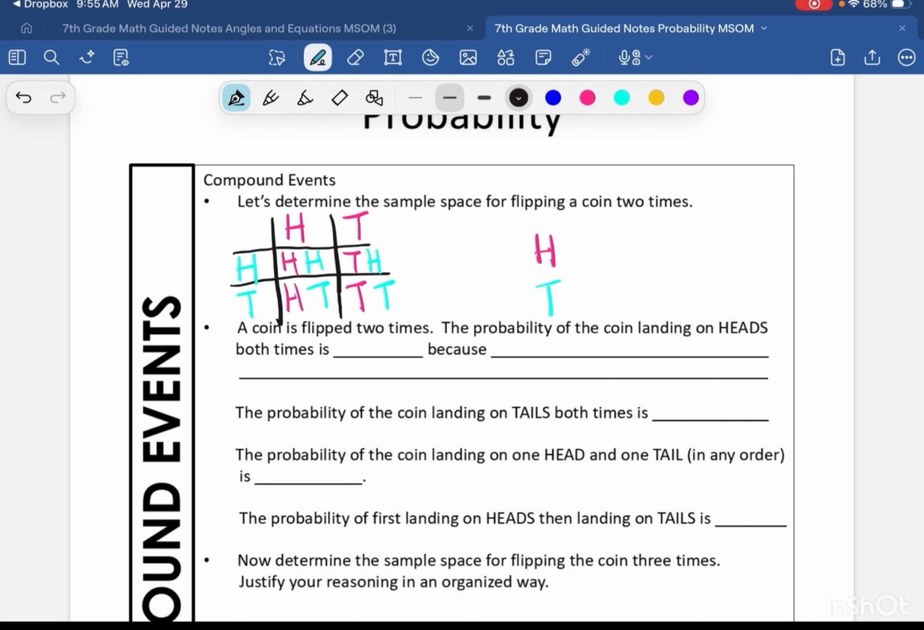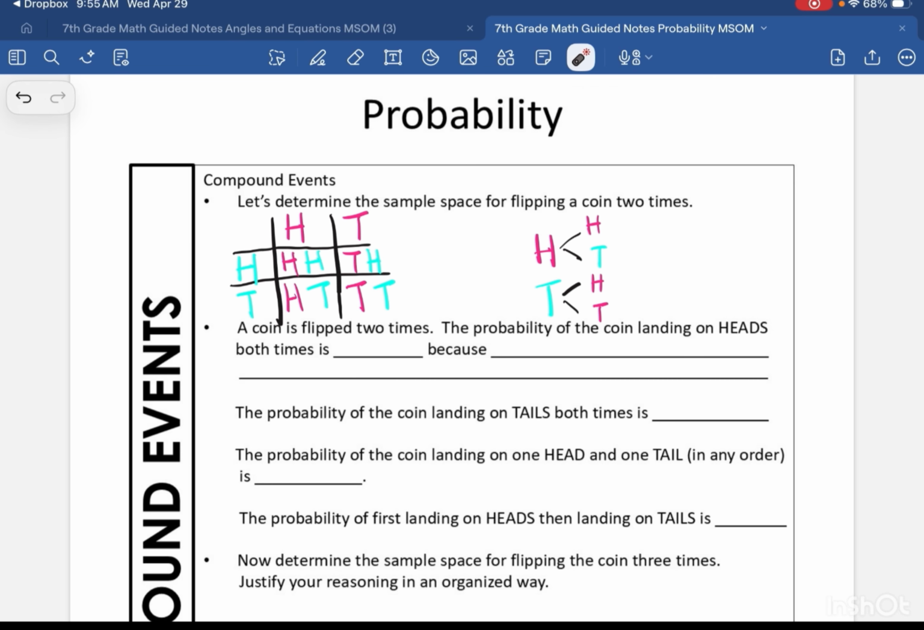If I get a heads, then I could get another heads, or I could get a tail. If I get a tail, I could get a heads next, or I can get a tails next. So then you're going to follow the branches to see your sample space. So I could get a heads heads, heads tail, tail heads, or tail tail.